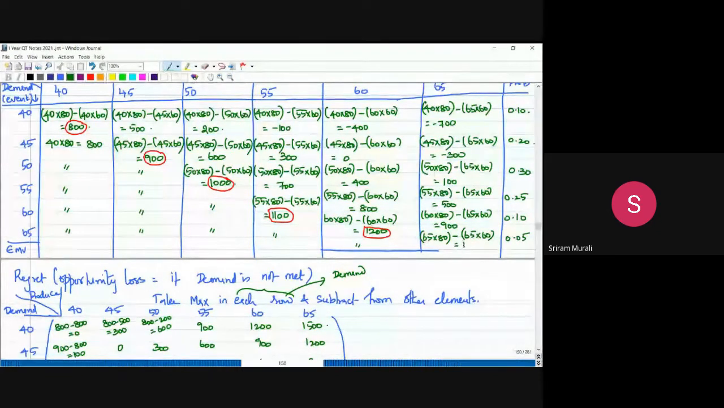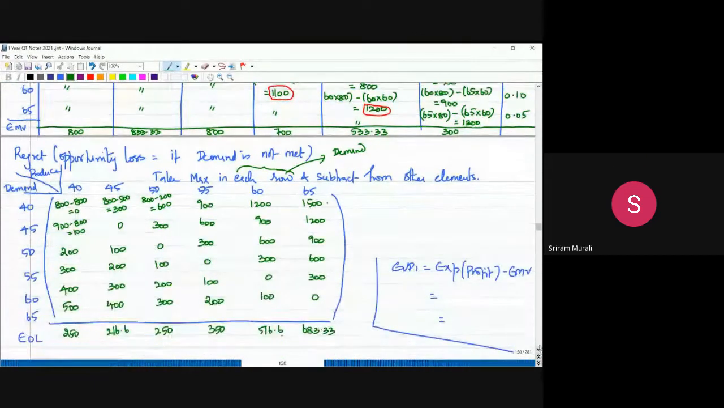This is 1300, right? EMV will be this. EMV is add everything, divide by 6, 833. This is 800. It is 700. This is equal to 533.33. It is 300.